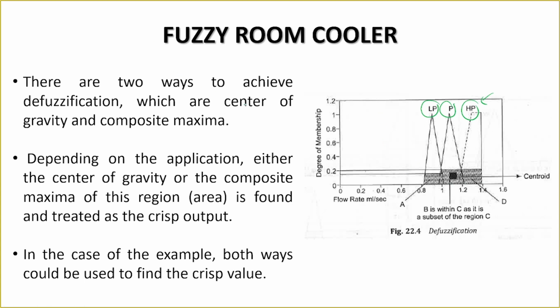Okay, there are two ways to achieve the defuzzification, okay, which are center of gravity and composite maximum. Okay, right. So please remember this one, guys. Depending on the application, either the center of gravity of the composite or composite of this region area is found to be treated as the Chris output. Okay. In the case of example, both way could be used to find the Chris value.